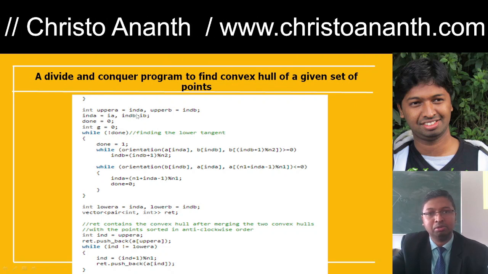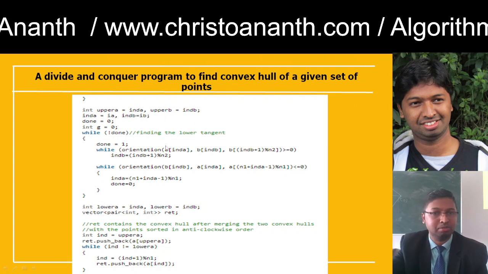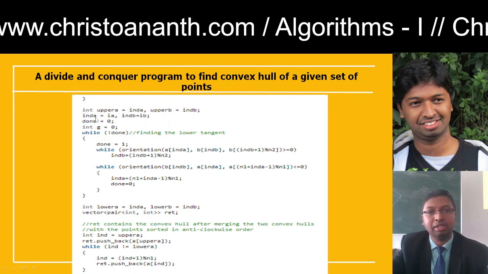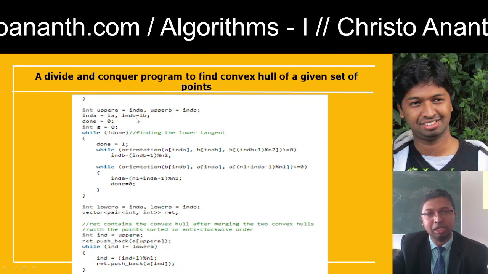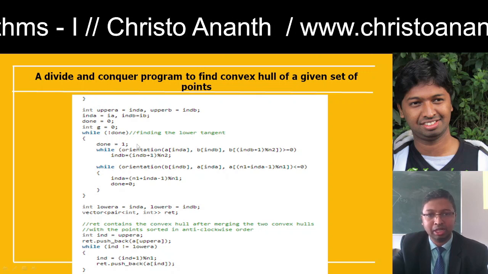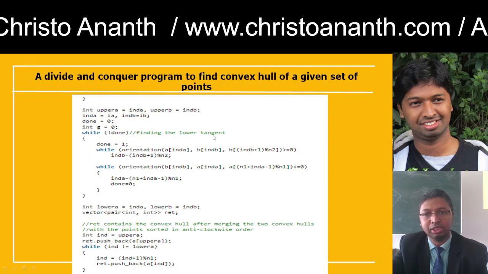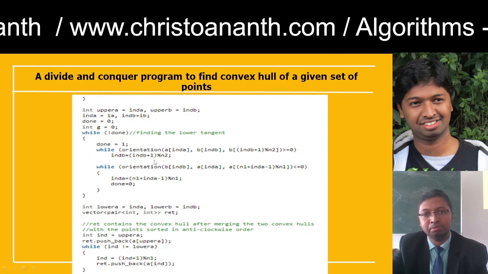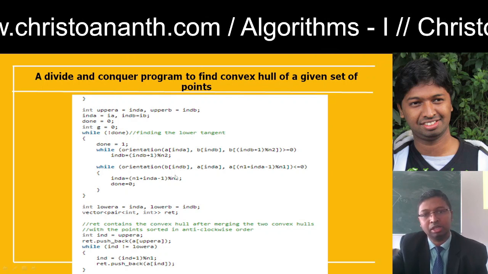Int uppera equal to inda, upperb equal to indb, and you are going to have inda equal to ia, indb equal to ib. So done equal to 0. Then while not done, done equal to 1. So while the orientation, you will have this function: indb is equal to indb plus 1 modulus n2.